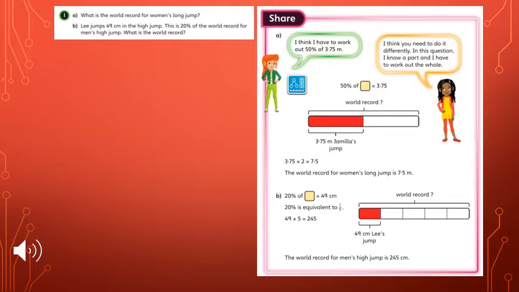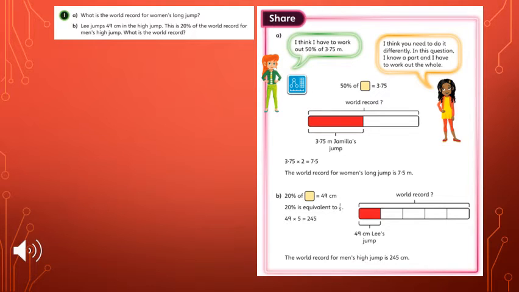So 1A asks, what is the world record for women's long jump? Here it says, I think I have to work out 50% of 3.75 metres. But here it says, I think you need to do it differently. In this question, I know a part and I have to work out the whole. So, which way do you think is the right way to do it? Have a think. Here I can see that I've got 50% of something equals 3.75. So I know that I've got a part and I need to work out the whole.